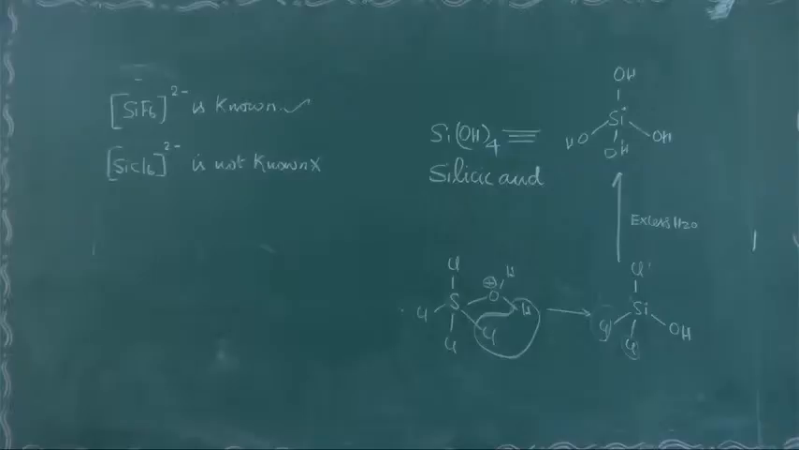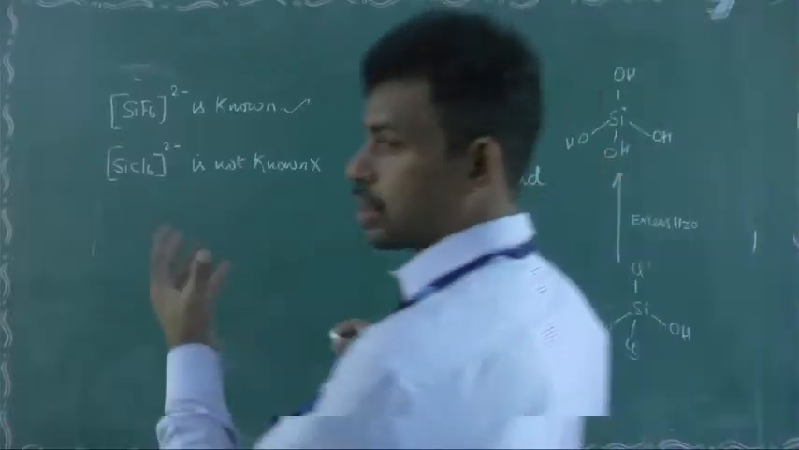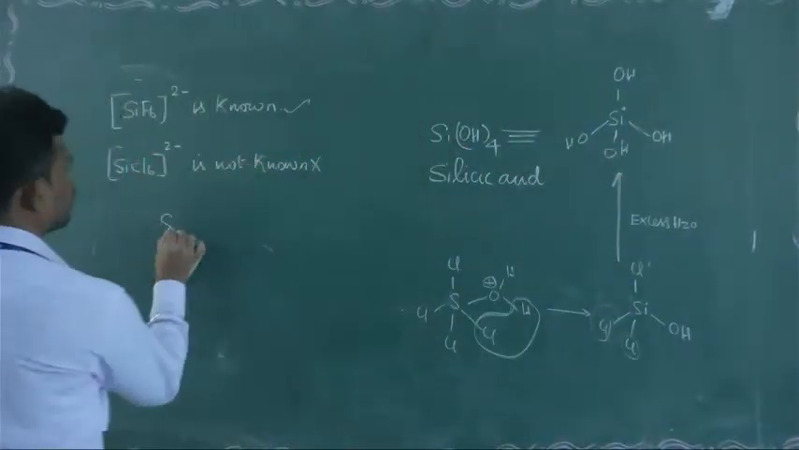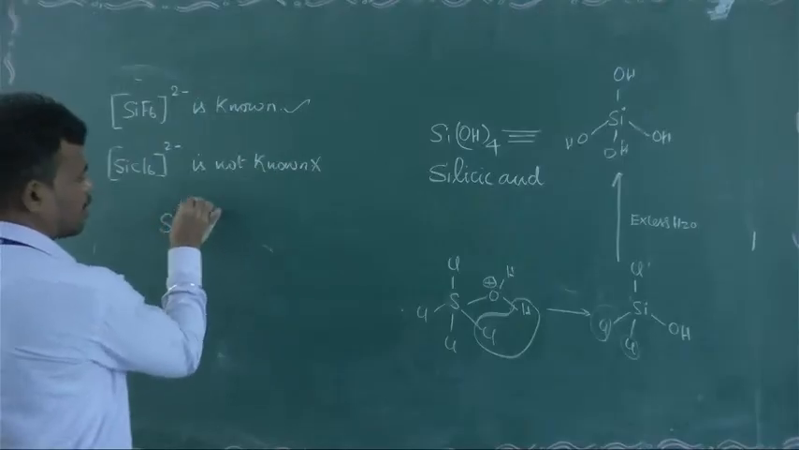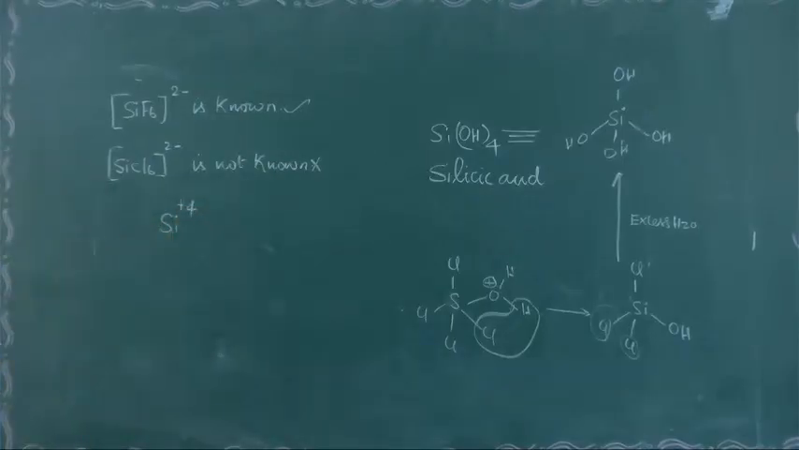Understood? Which one has smaller size? Silicon's size is going to be very small, so it cannot accommodate six larger chlorides. Whereas in this case, fluoride is going to be comparatively smaller in size. Smaller, yes or no?